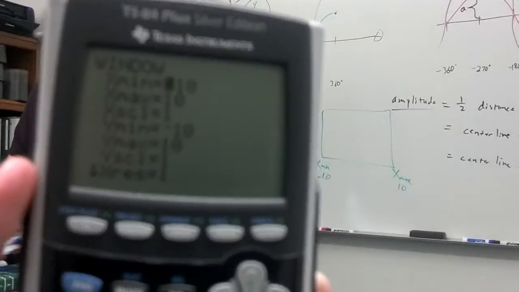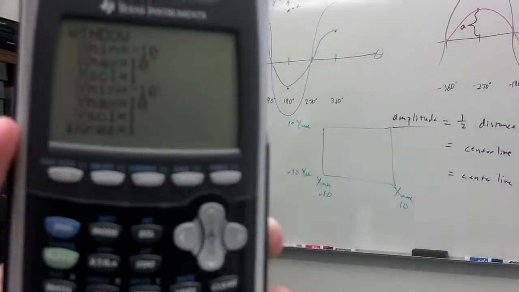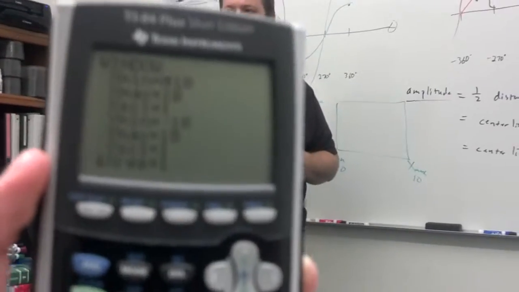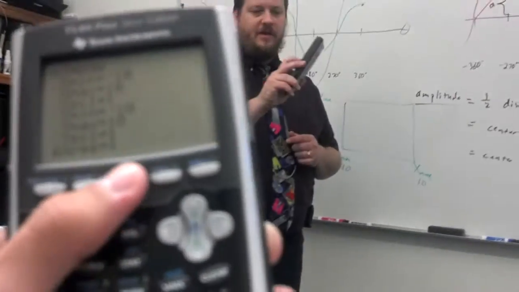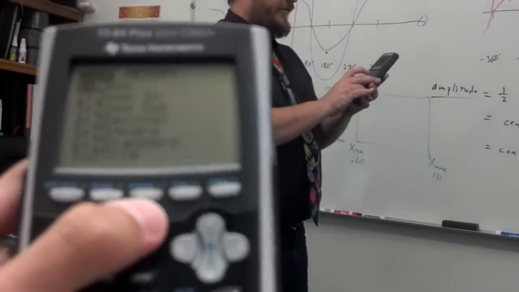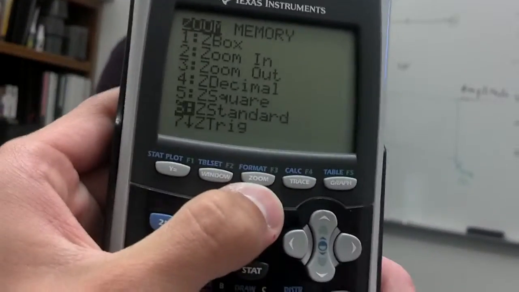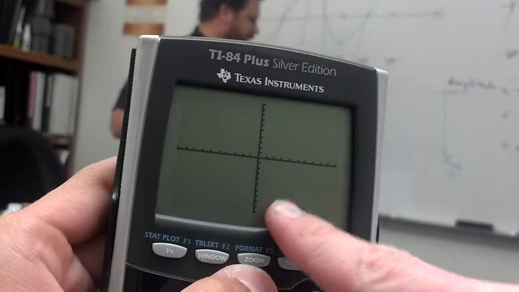So if your window says anything else right now, just so we're all starting from the same place, hit the zoom button. So top row, middle button, hit zoom and arrow down to Z standard. Hit enter. And that will make your window be the default settings.